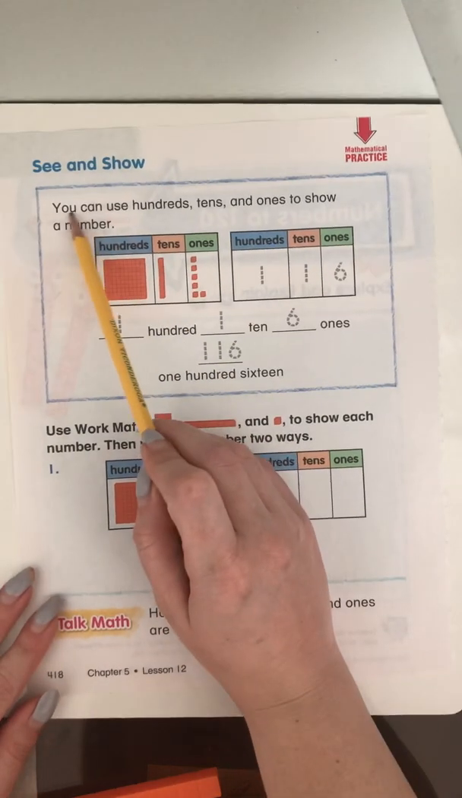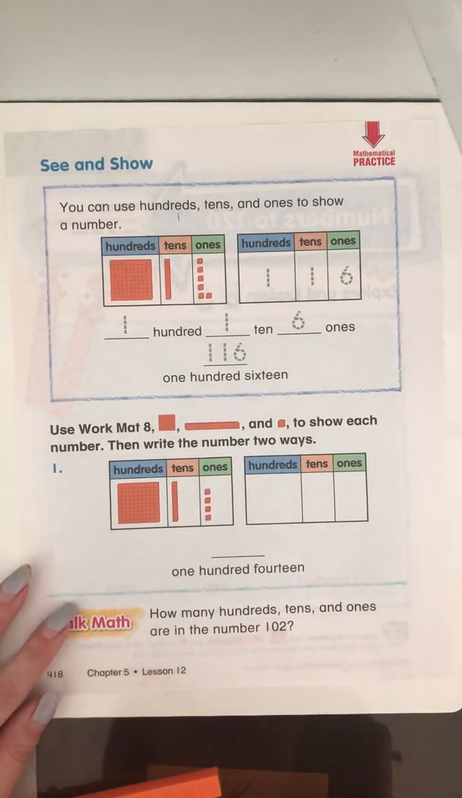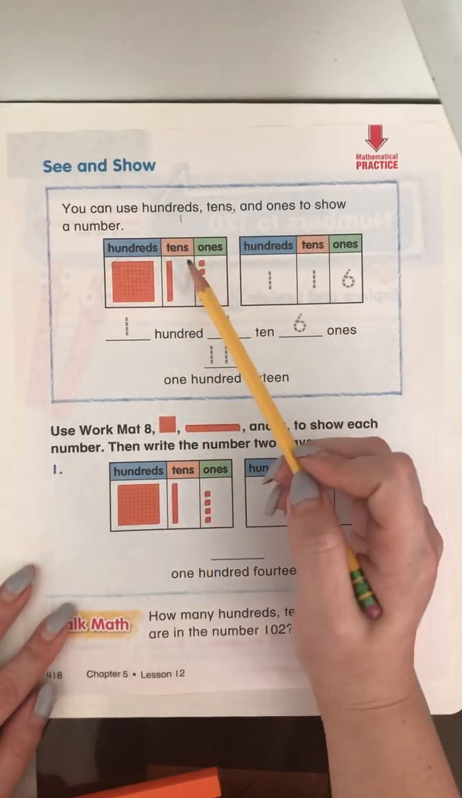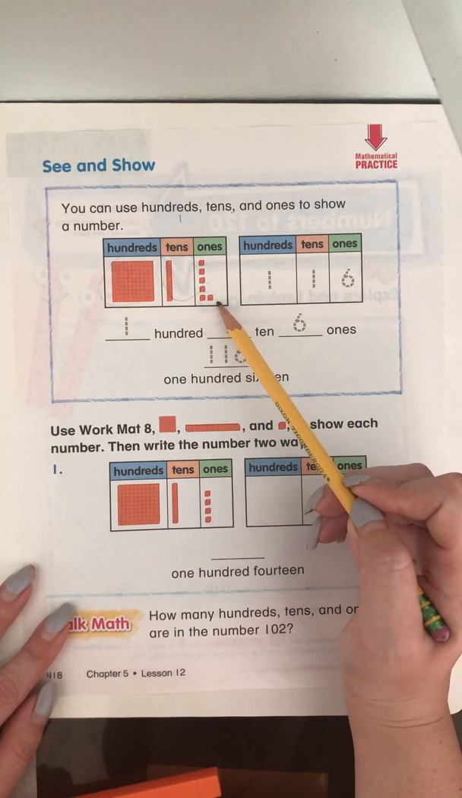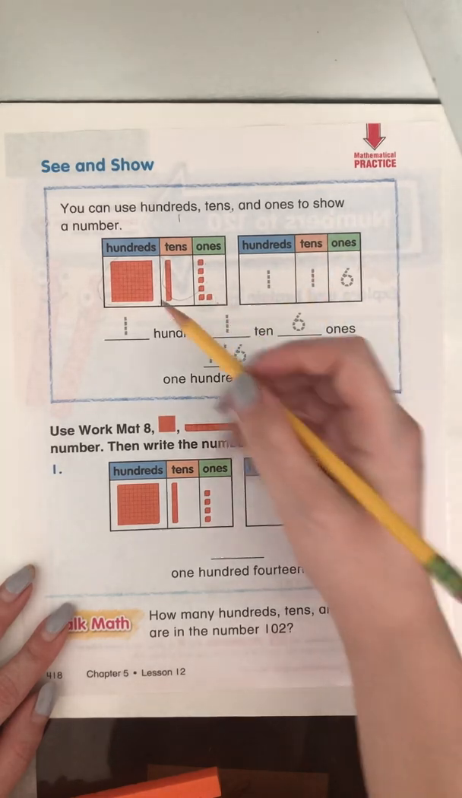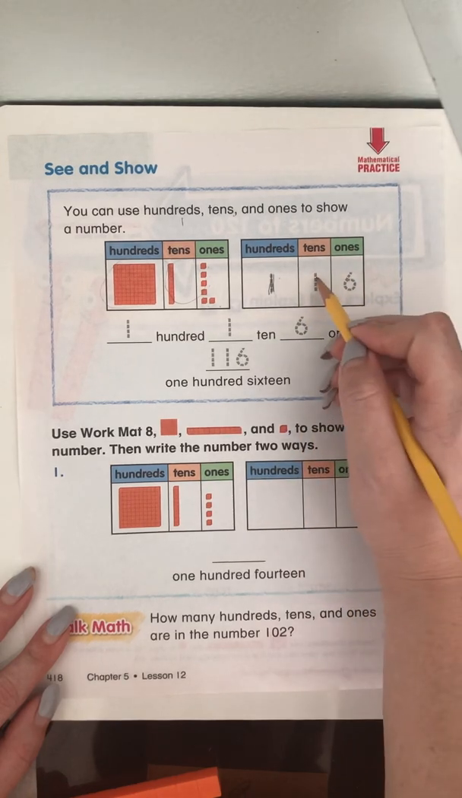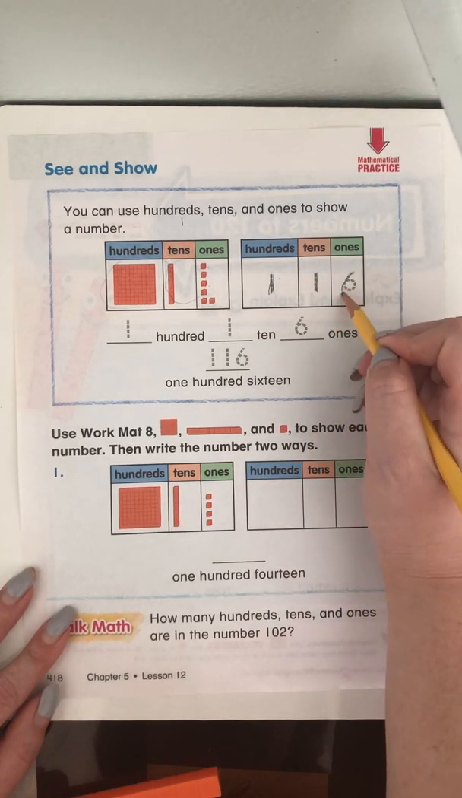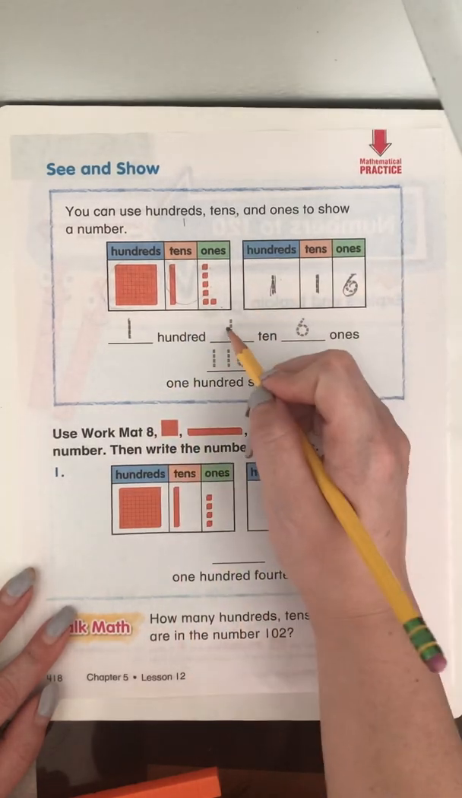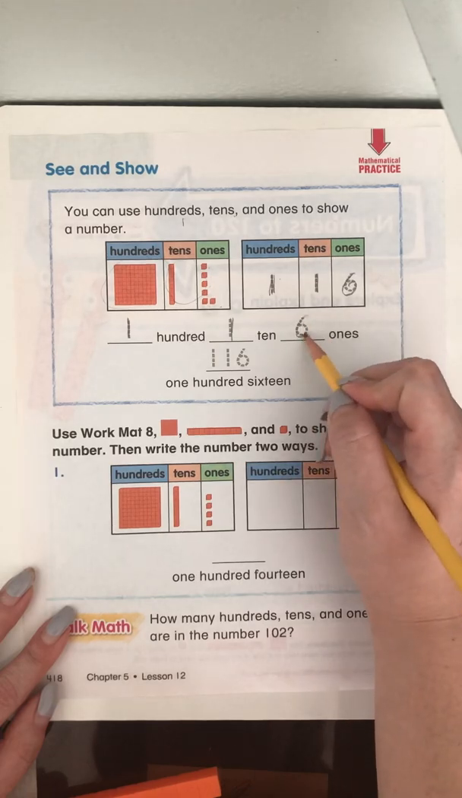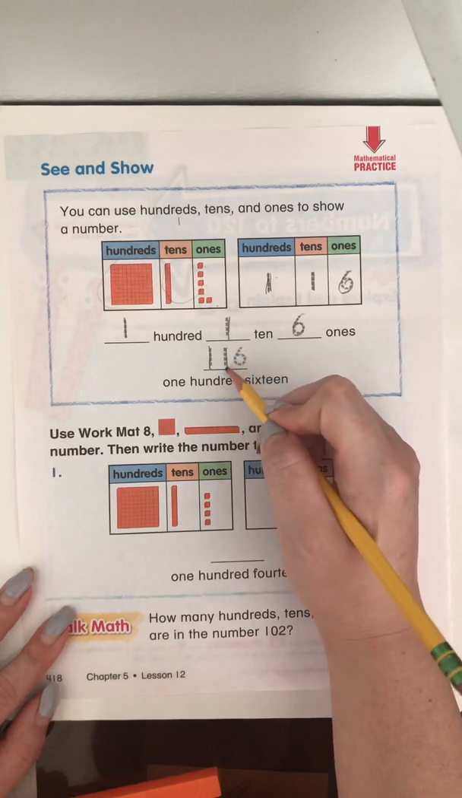Our example says, you can use hundreds, tens, and ones to show a number. Here, we have one group of 100, one group of 10, and 1, 2, 3, 4, 5, 6 ones. So what we did on this chart, we said, okay, we have one group of 100, we have one group of 10, and we have 6 ones. If we put that together, that's 100, 10, and 6 ones. That makes the number 116.